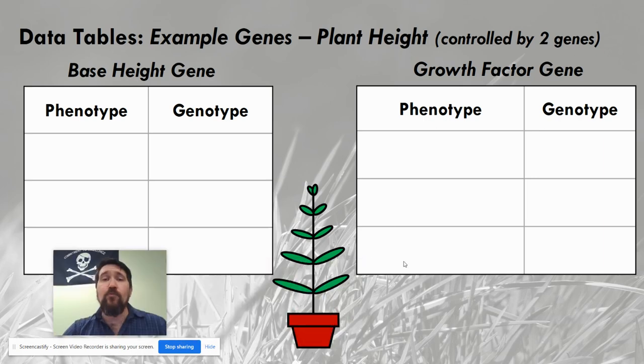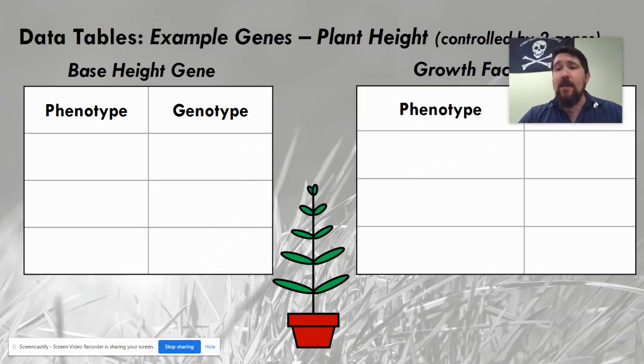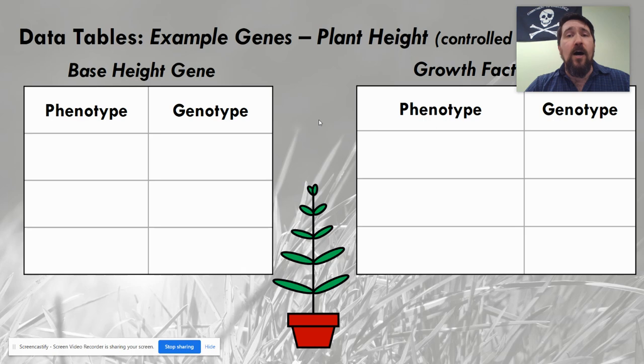And we're going to determine how tall that plant gets based on its genotype. In other words, its genes determine how tall the plant's going to get. And there are two different genes that control for that. In my example here, both of our genes are going to exhibit incomplete dominance.